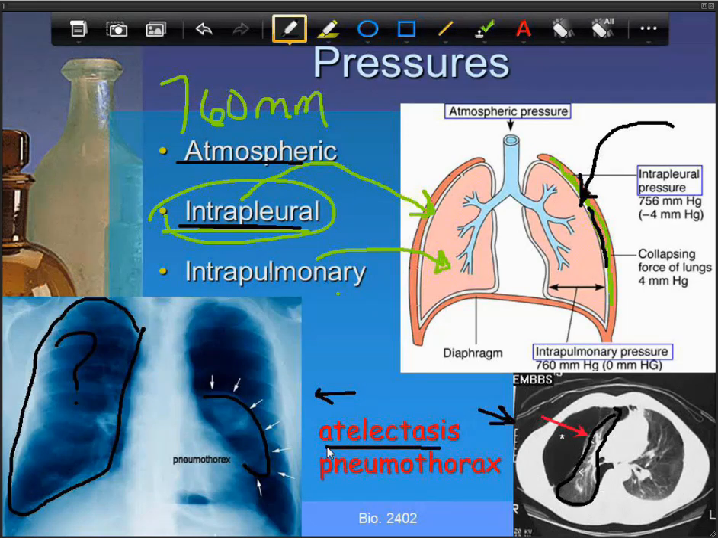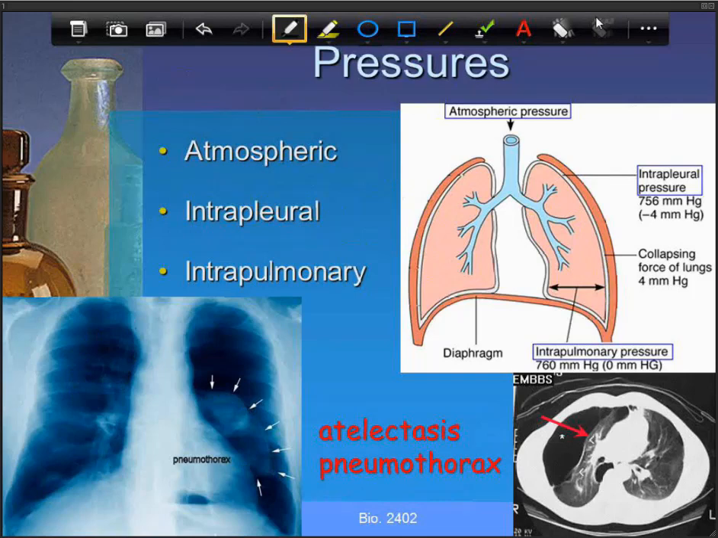Now the entry of air, this black arrow that I made right here, up here at the top, the entry of air is called pneumothorax. Once the air enters, that will put pressure on the lung to collapse. The collapse is called atelectasis. Pneumothorax causes atelectasis. They're two very different things, although related. Okay.